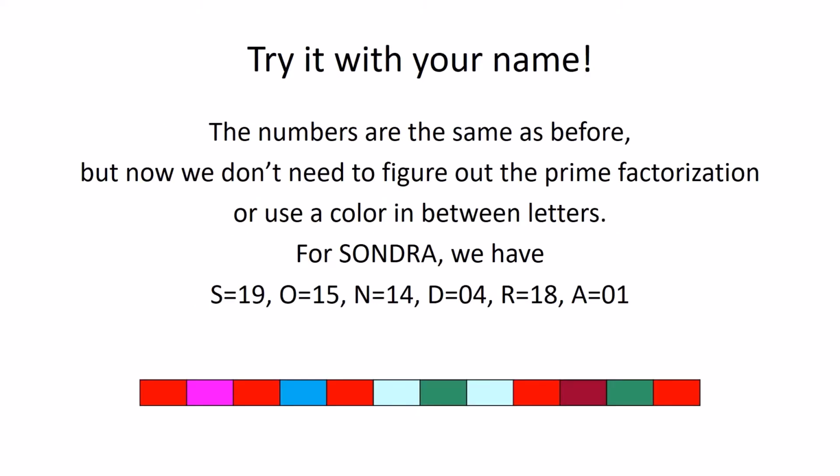Okay, try doing your name this way. The numbers are the same as when you did your name with prime factorization, so just look up what number for each letter, and then you just use a color for each digit, so you will need 10 colors. So S is, for my name, S is 19, O is 15, N is 14, D is 04, R is 18, and A is 01, and there's my name across the bottom in colors.